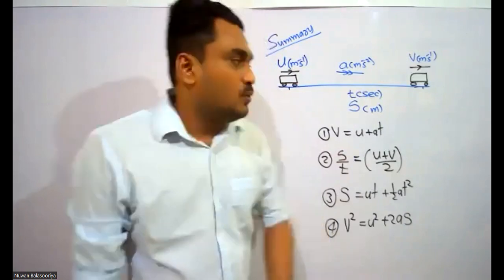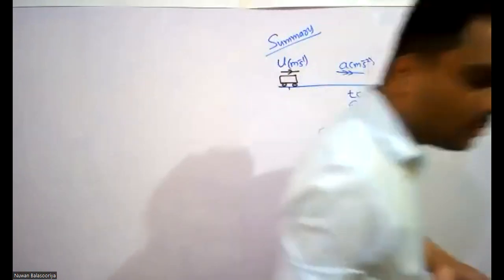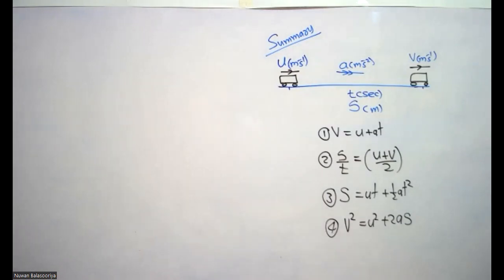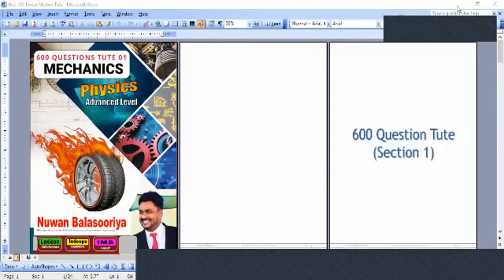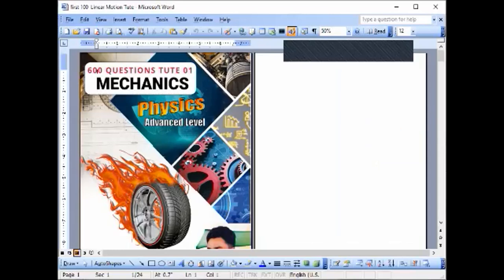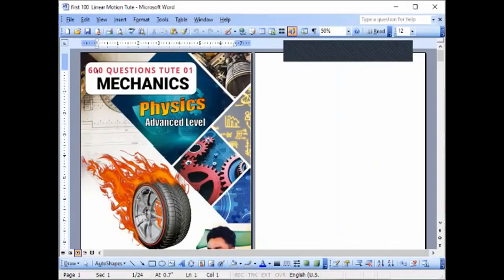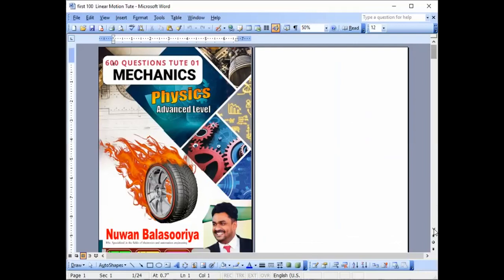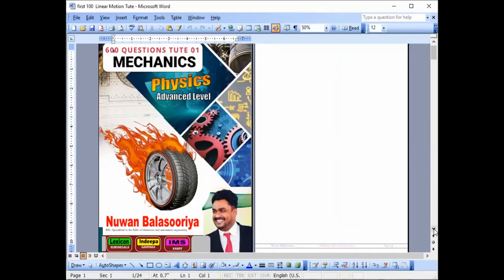The first tube that we give is a 600 questions tube. Let me show you here. Lamai, can you see it there? So this is the first tube that we will give you. It contains 600 questions, right?